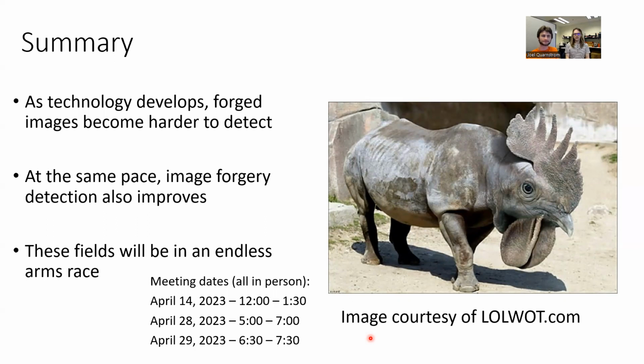All right, so in summary, as our technology develops, forged images are going to become harder to detect. The advancement of artificial intelligence is going to make this much harder. But the good news is that image forgery detection is also going to improve along that same line. These fields are going to be entangled together for a long period of time. It's going to be an arms race.